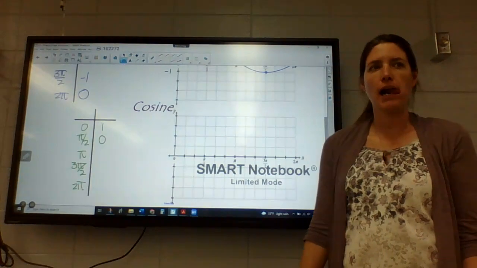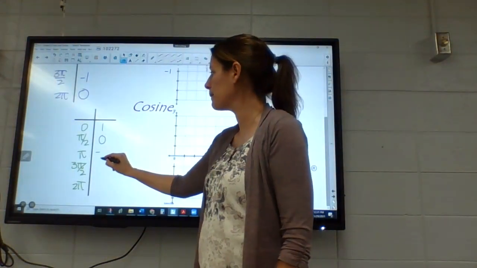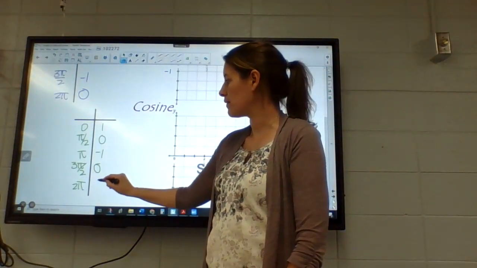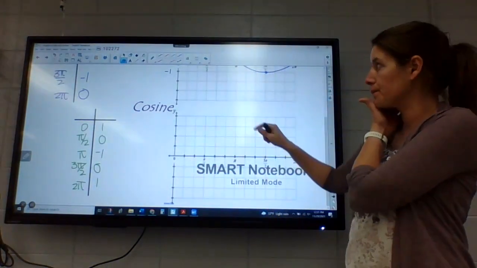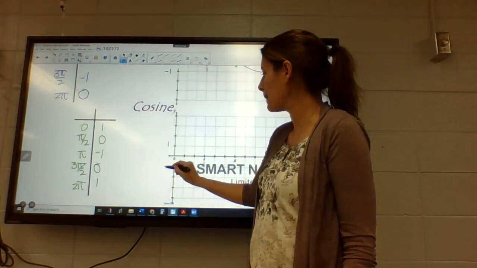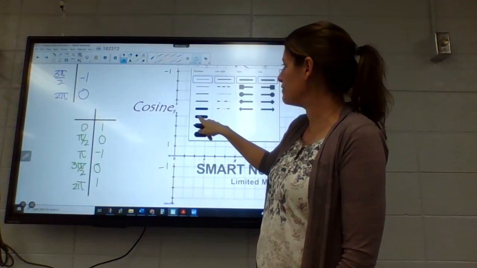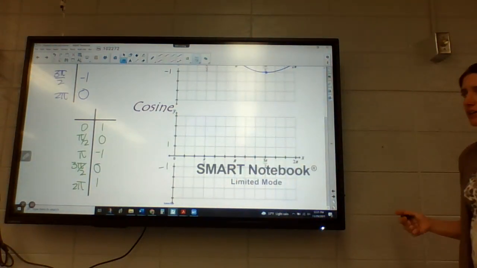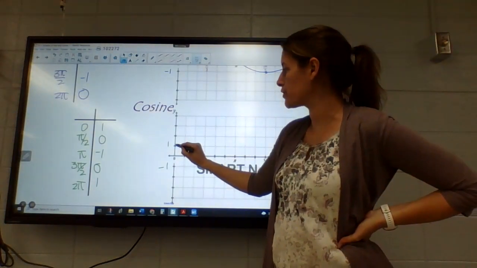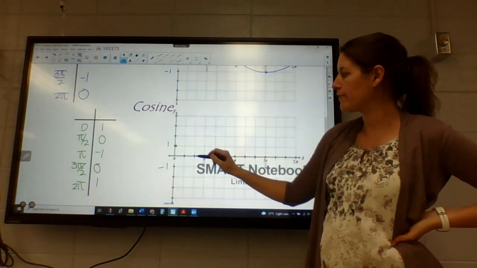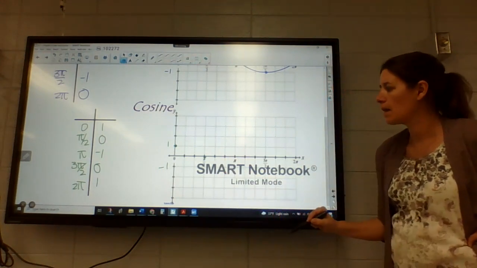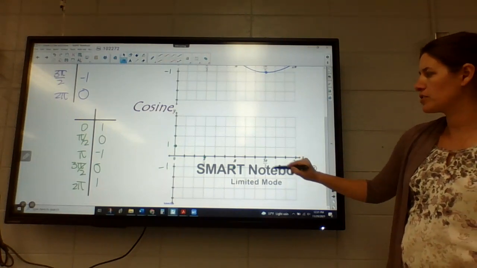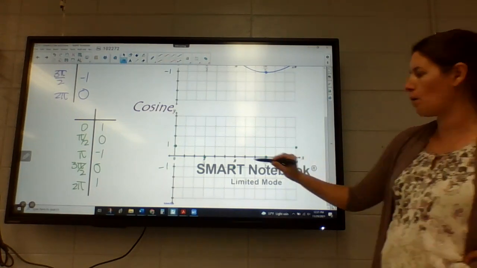Pi would be -1. 3 pi over 2 would be 0. And then this is 1 again, and again this would repeat. So this graph should be slightly different than our sine graph, but has a lot of similarities. So 0, 1 is my first point. Pi over 2 goes back to 0. Pi is -1. 3 pi over 2 is 0 again, and then 2 pi is back at 1.